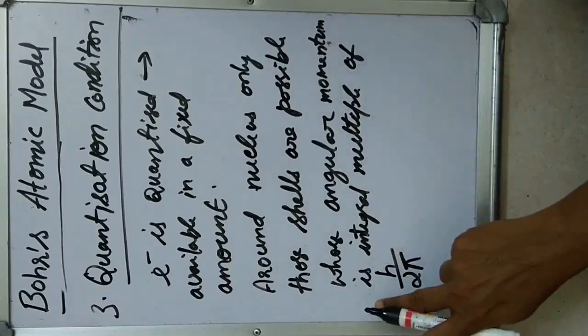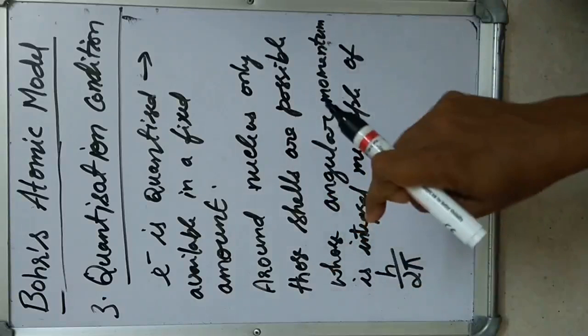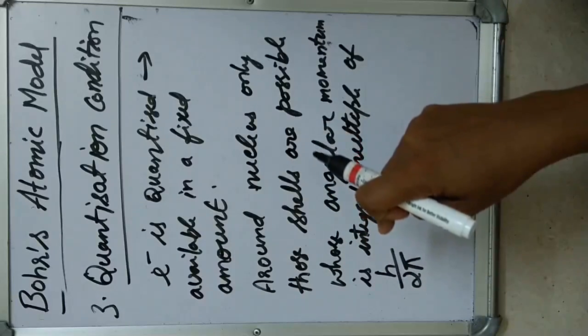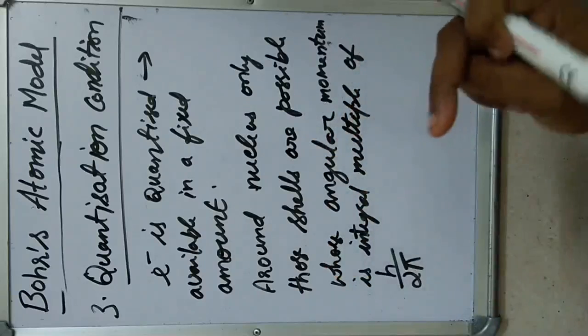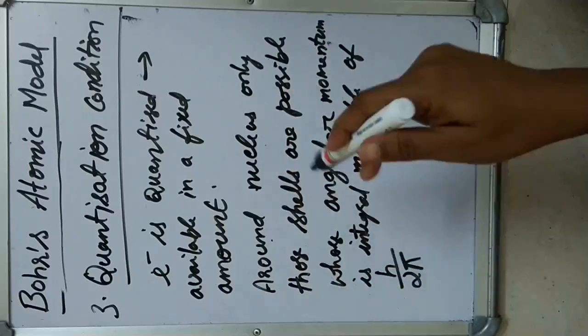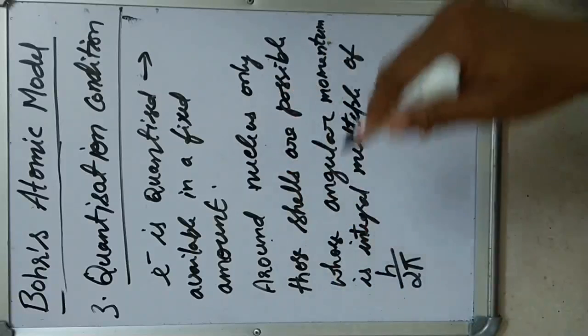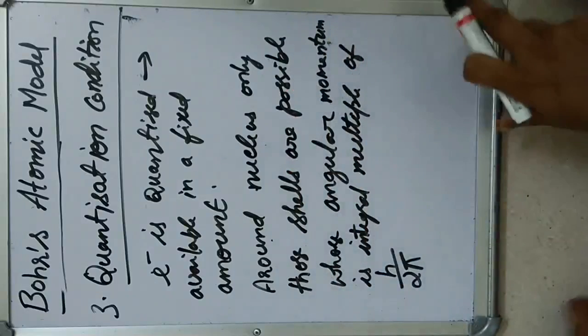Actually, this is one of the limitations of Bohr's atomic model. Bohr could not explain why it is an integral multiple of h by 2 pi. Now, what is the meaning of this? Around the nucleus, only those shells are possible whose angular momentum is an integral multiple of h by 2 pi.